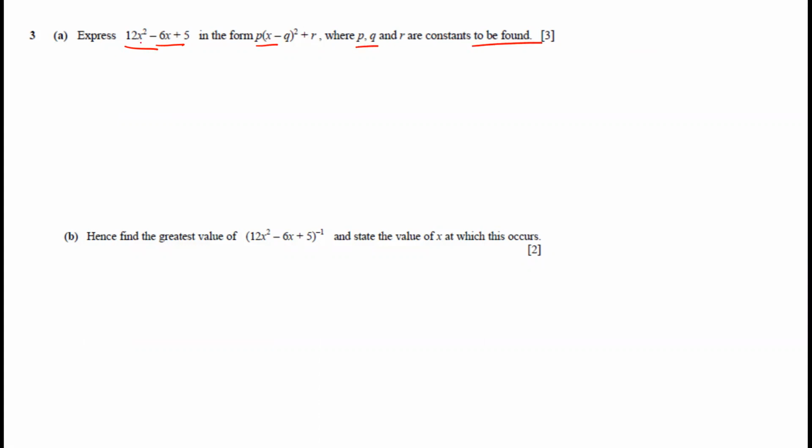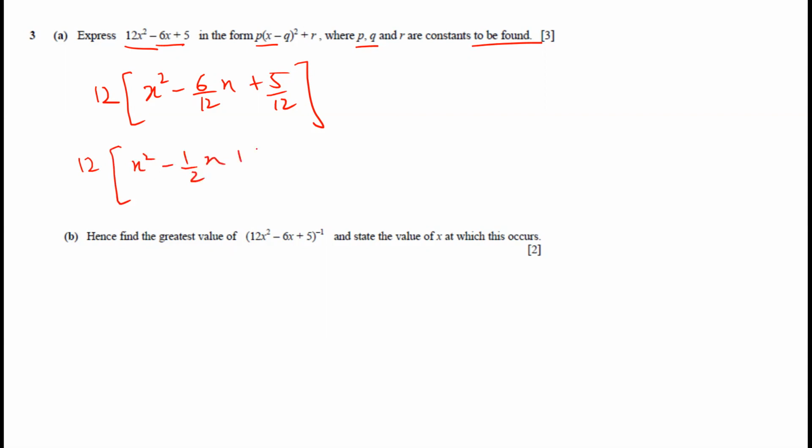Now for this question, the first thing we do is try to come up with x². So how can we come up with x²? We take 12 as common. So x² − 6/12 x + 5/12. So this is what we get. Now we can write this as 12 into (x² − 1/2 x + 5/12).